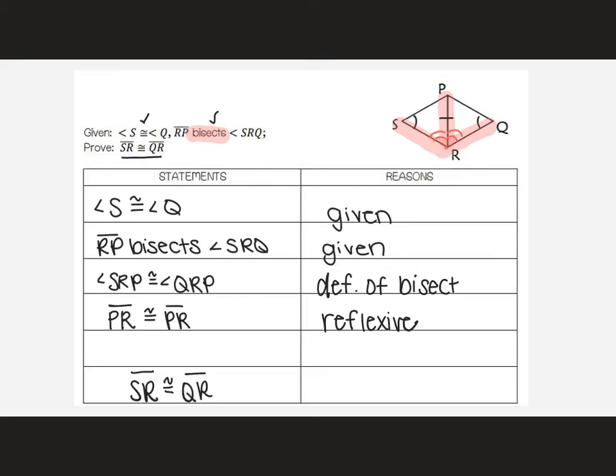Since I'm saying a side is congruent to a side, I know that this last line would be CPCTC. Corresponding parts of congruent triangles are congruent. Before you can use CPCTC, you always have to prove that the triangles are congruent. So if I name the left triangle SRP, I would name the right triangle QRP.